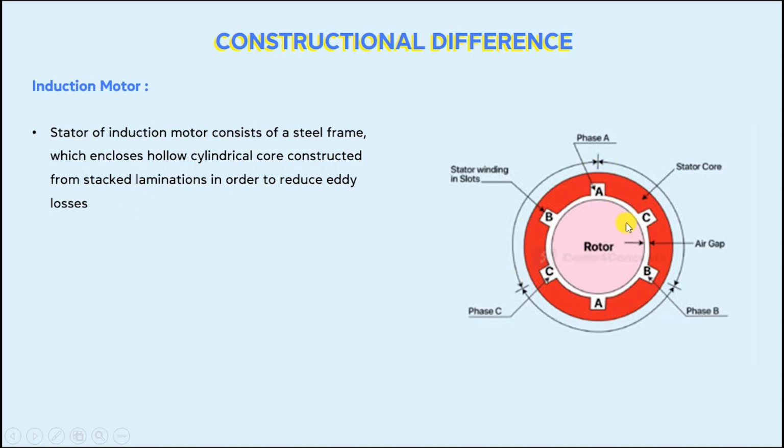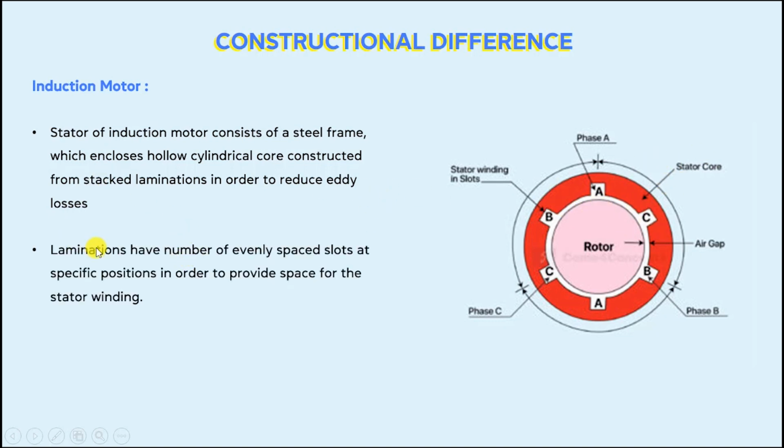This is the diagram of a stator of an induction motor, and here you can see the red portion. The red portion is the stator core, which is constructed from stacked laminations in order to reduce eddy current losses. These laminations have a number of evenly spaced slots at specific positions in order to provide a space for the stator winding. In the stator core, you can see the slots which are present at specific positions, and they are available to provide the stator winding.